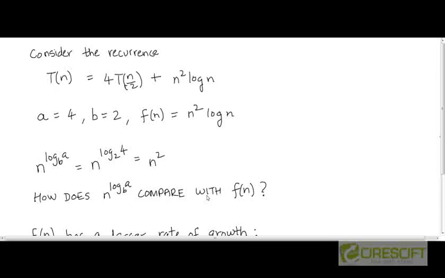Here is another example of a recurrence for which we shall discover shortly that the master method does not apply. T of n is 4 times T of n by 2 plus n square times log n. The value of the coefficient a is 4, the value of the coefficient b is 2, and the function f of n is n square log n.